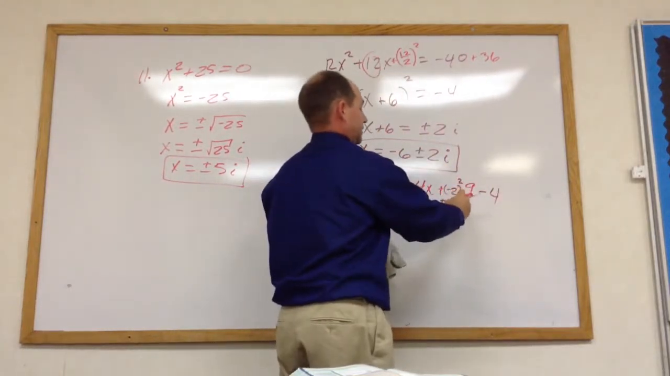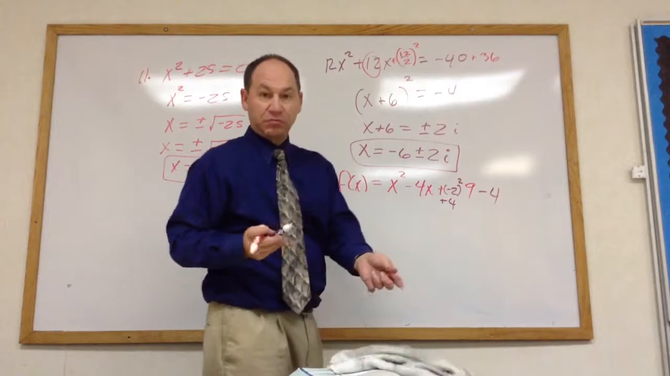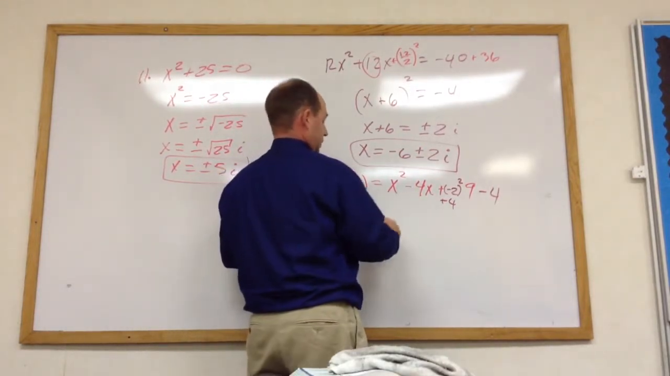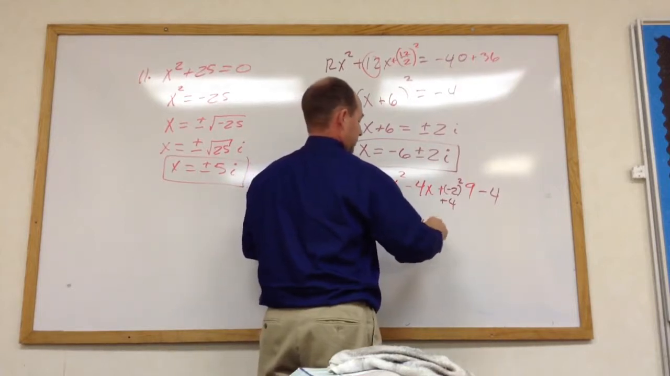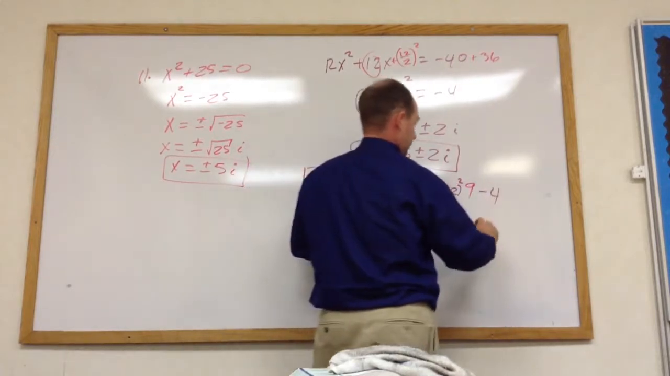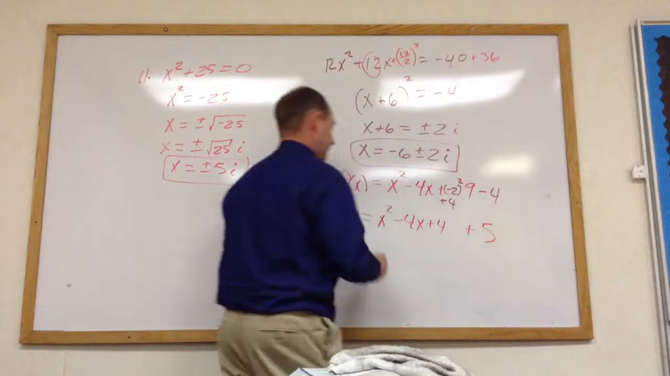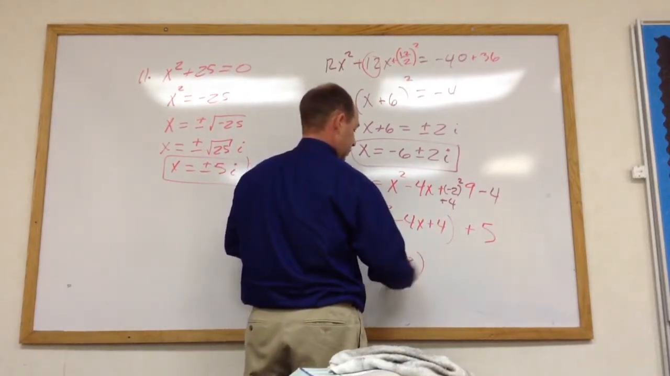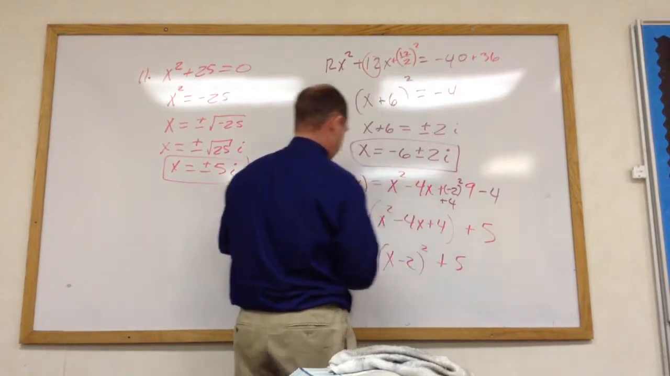See, here the result is adding 4. There the result is subtracting 4. Haven't changed it. But that will leave me with f of x equals x squared minus 4x plus 4. And 9 minus 4 is plus 5. And notice these three terms are a square of x minus 2, the quantity squared, plus 5.